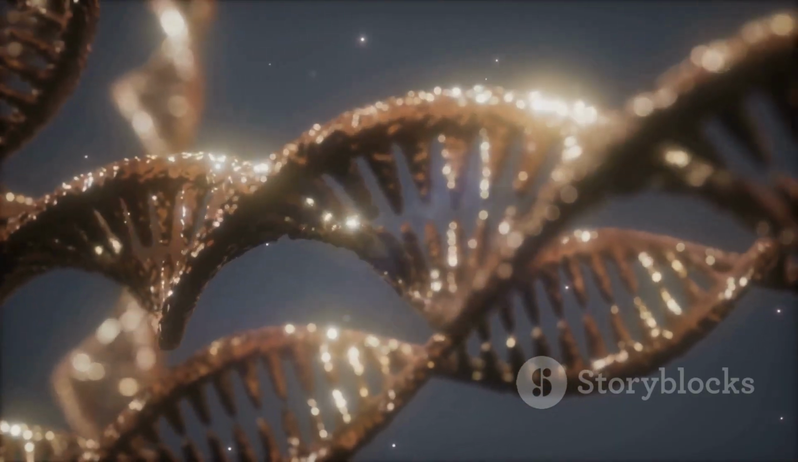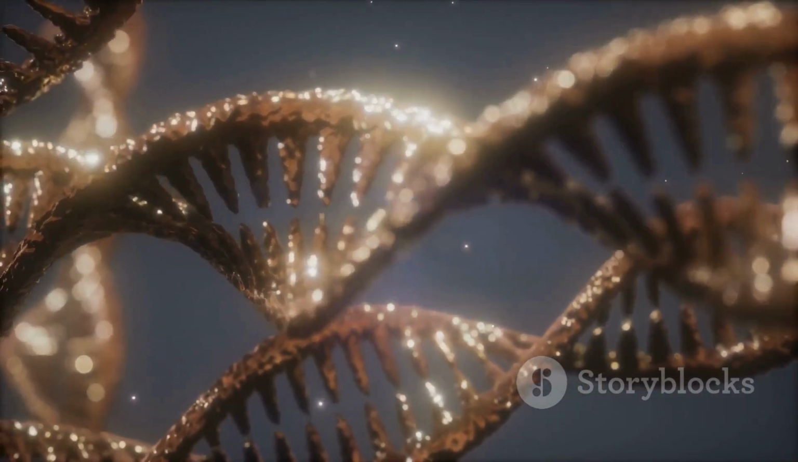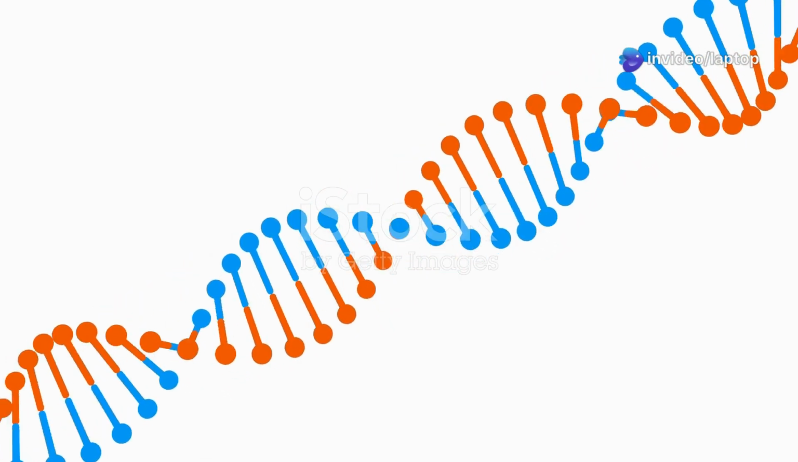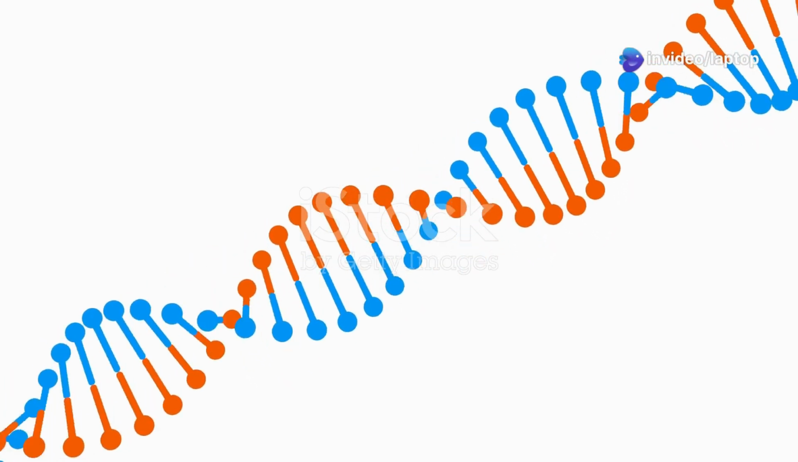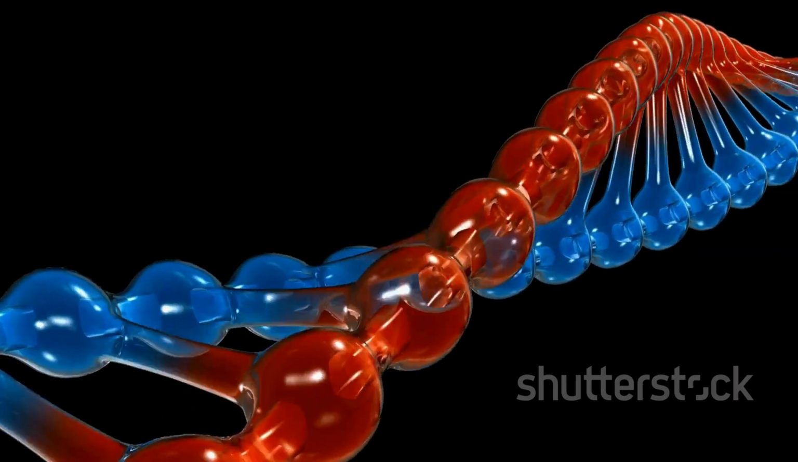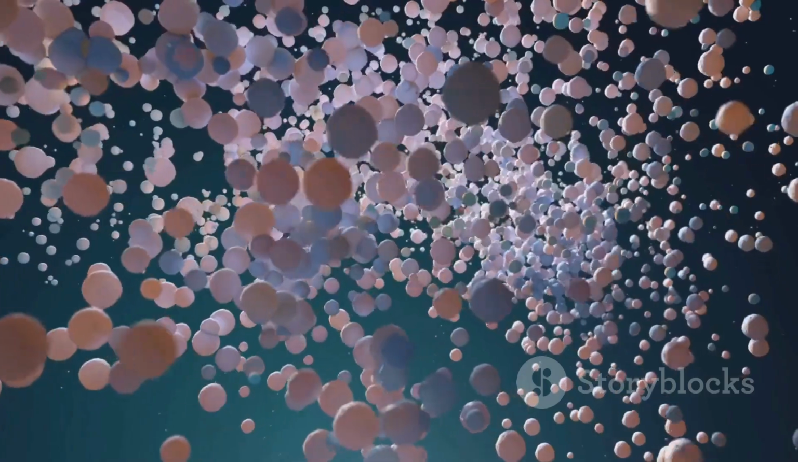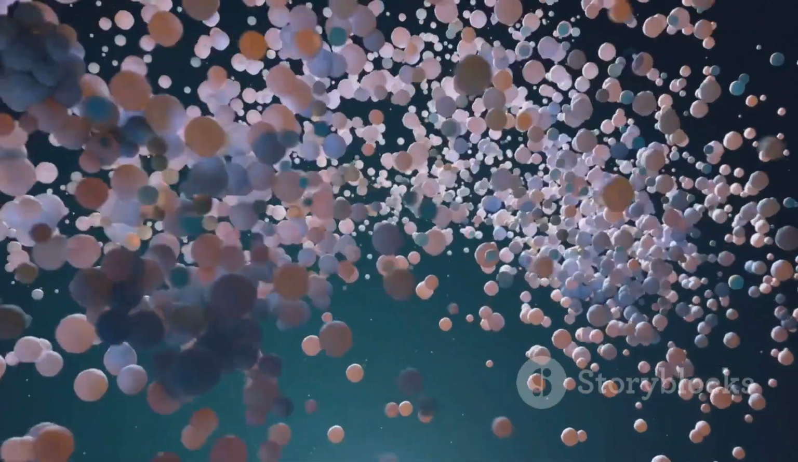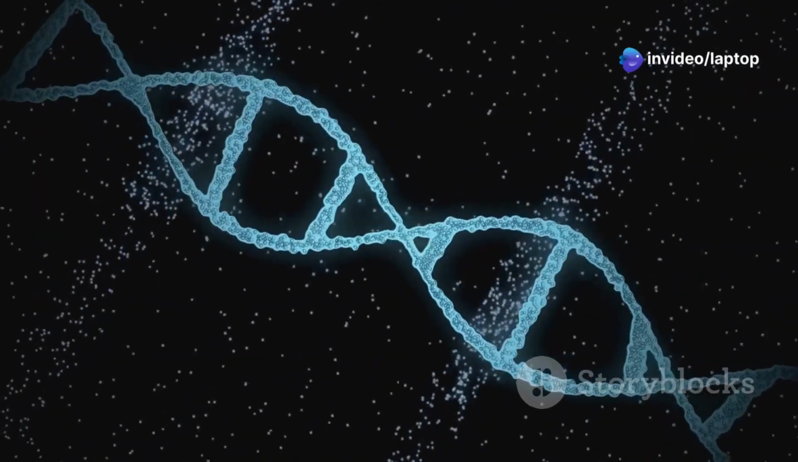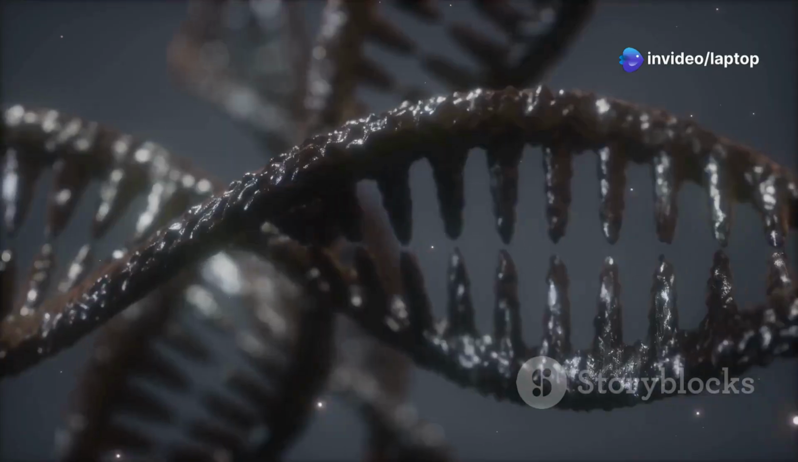On the other template strand, the 5' to 3' strand, DNA polymerase III cannot synthesize DNA continuously because it must move in the 5' to 3' direction. Instead, this strand is synthesized discontinuously in short fragments called Okazaki fragments. Each Okazaki fragment requires its own RNA primer synthesized by primase. DNA polymerase III extends these fragments.